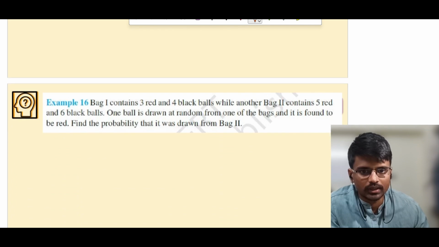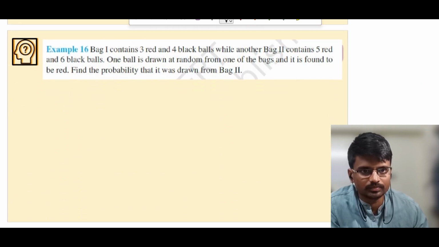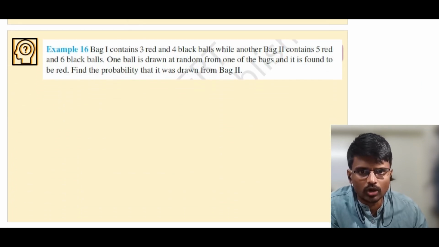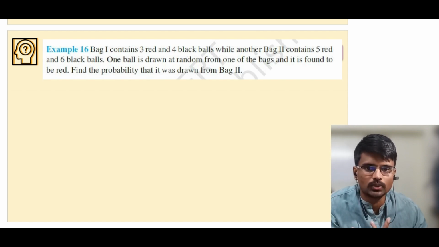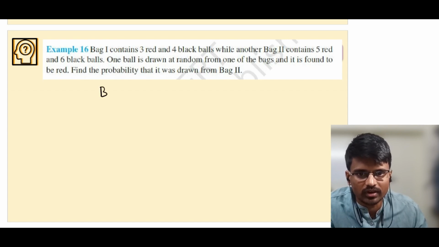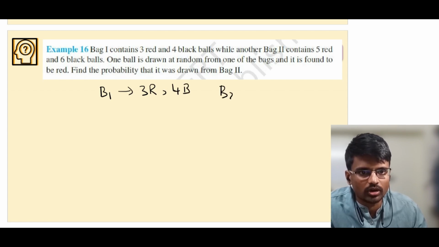Okay. Yeah. So we'll look at this question. So what do we have here? Bag 1 contains 3 red and 4 black balls, while bag 2 contains 5 red and 6 black balls. One ball is drawn at random from one of the bags and it is found to be red. Find the probability that it was drawn from bag 2. So yeah, let's start solving this. So you have got bag 1. This bag has got 3 red and 4 black balls, and you have got bag 2. This has got 5 red and 6 black balls, right?